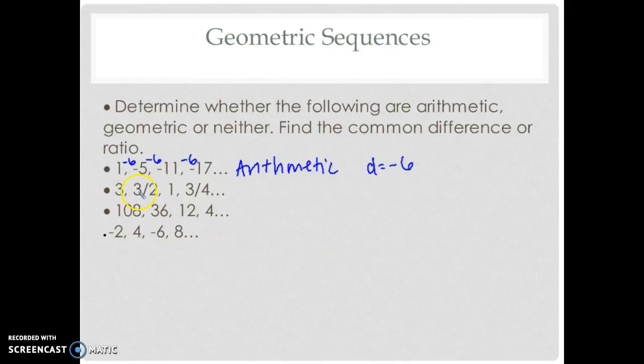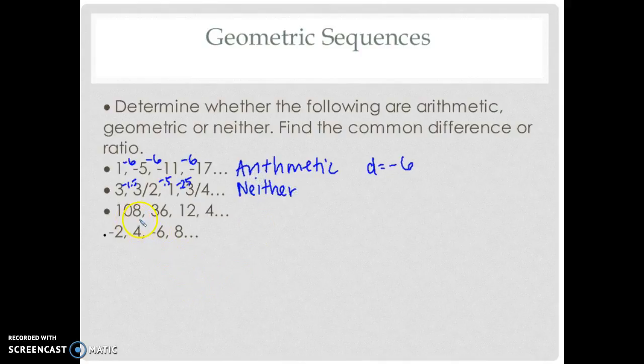To go from 3 to 3/2, which is 1.5, I can either subtract 1.5 or divide by 2. So for this one, you think both ways. 1.5 to 1, I'm subtracting a half. So I went from minus 1.5 to minus 0.5, and then 1 to 3/4 is minus 0.25. There's no way to have a simple division or multiplying by something to go through these, so this one we would say is neither.